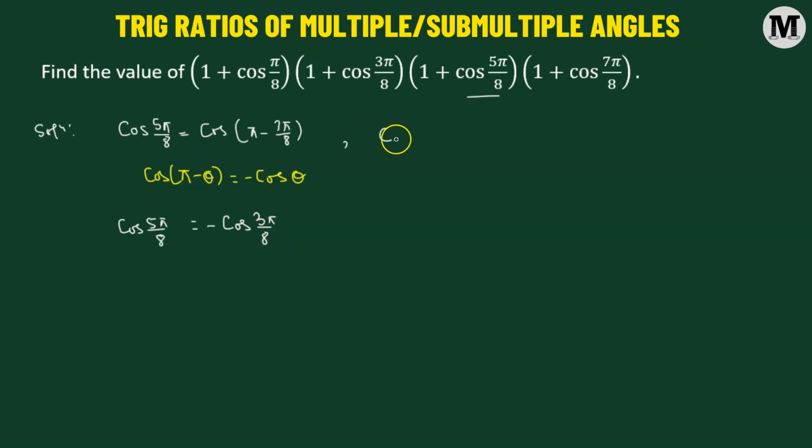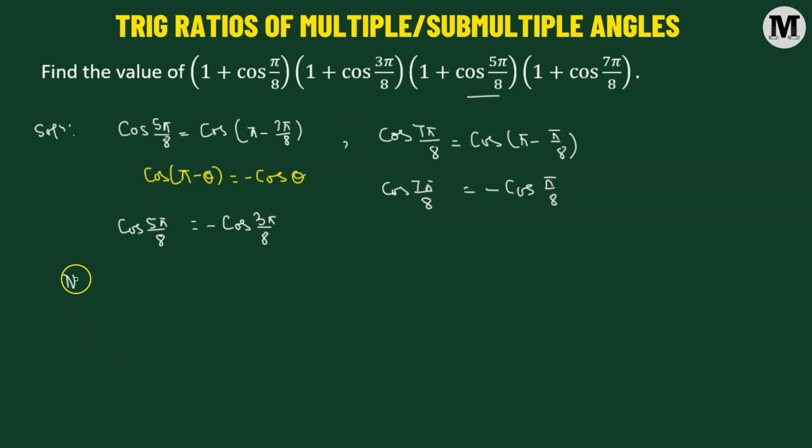Similarly, we can express cosine of 7 pi over 8 as cosine of the angle pi minus pi over 8. Now cosine of pi minus pi over 8 will become negative cosine pi over 8, which means that the value of cosine 7 pi over 8 will be equivalent to negative cosine pi over 8.